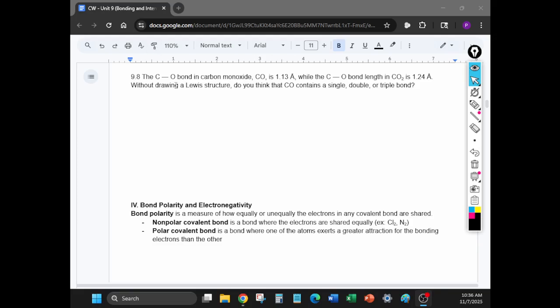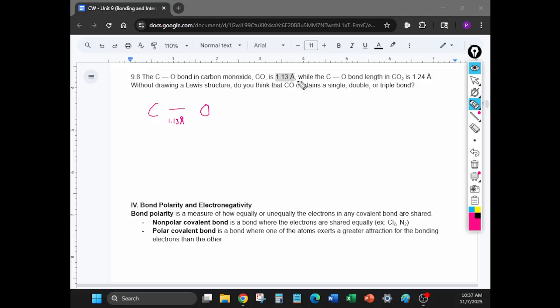Alright, so for 9.8, it's basically telling you there's a carbon-oxygen bond in carbon monoxide, so CO, and it tells you the length. So if we visualize this, we have a carbon bonded to oxygen in CO, and the length of that bond is 1.13 angstroms. Angstroms is just a way of measuring bond length, okay?